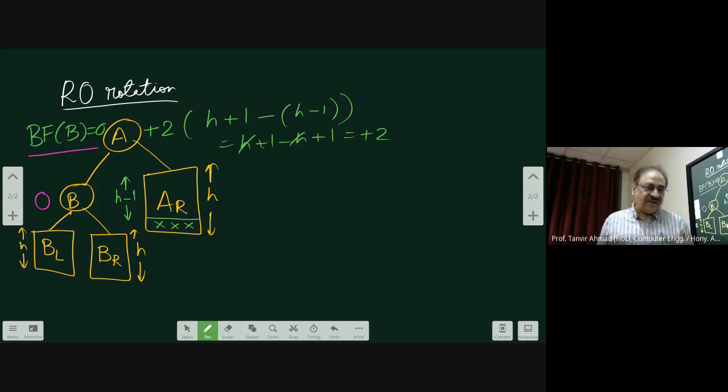Why is it called R0? Because the balance factor of B is 0. But B is not in the right, but in the left. Correct? That means I am deleting in the right, and that is what stands for R. Why is it called R? Because you are deleting in the right subtree. Why is it called 0? Because the balance factor of the node in the left of A is 0. And therefore, I will apply an R0 rotation.